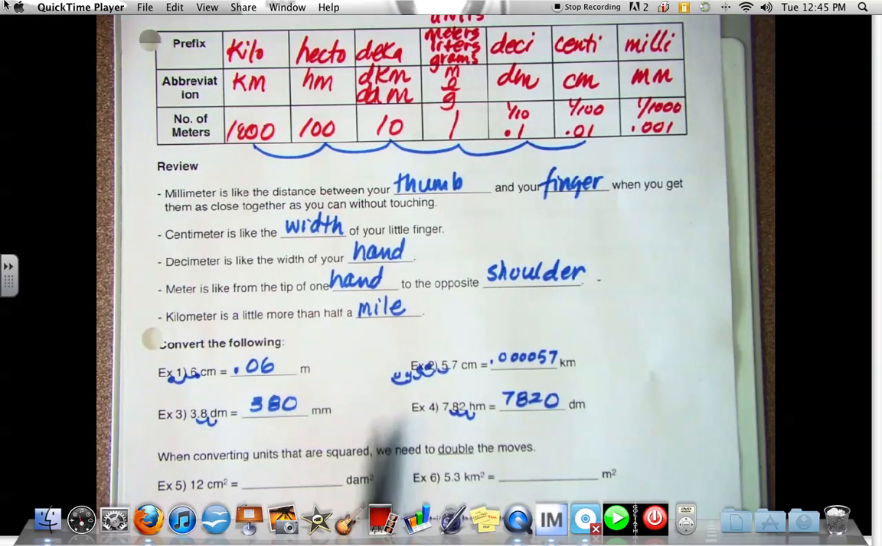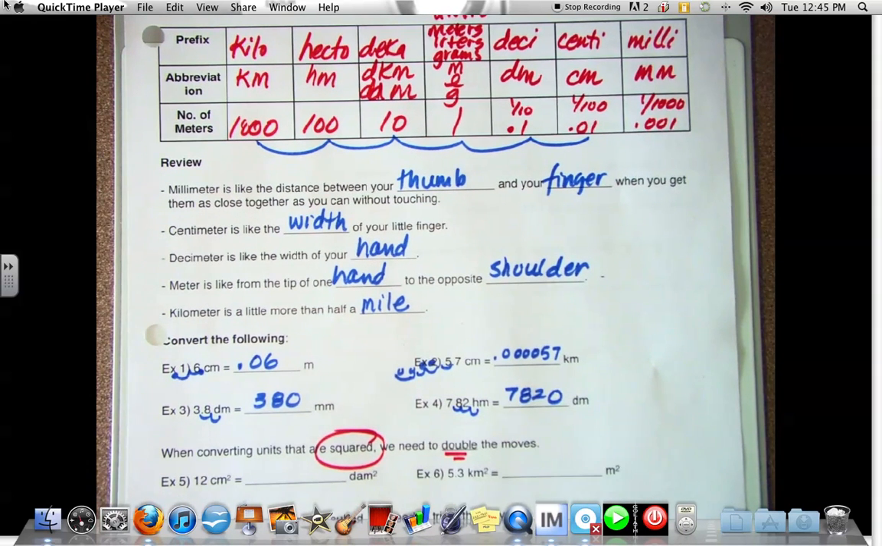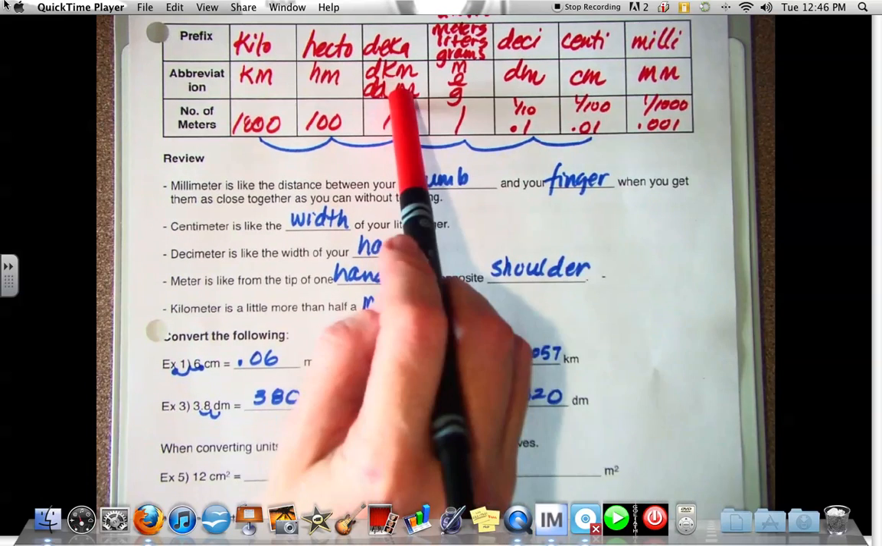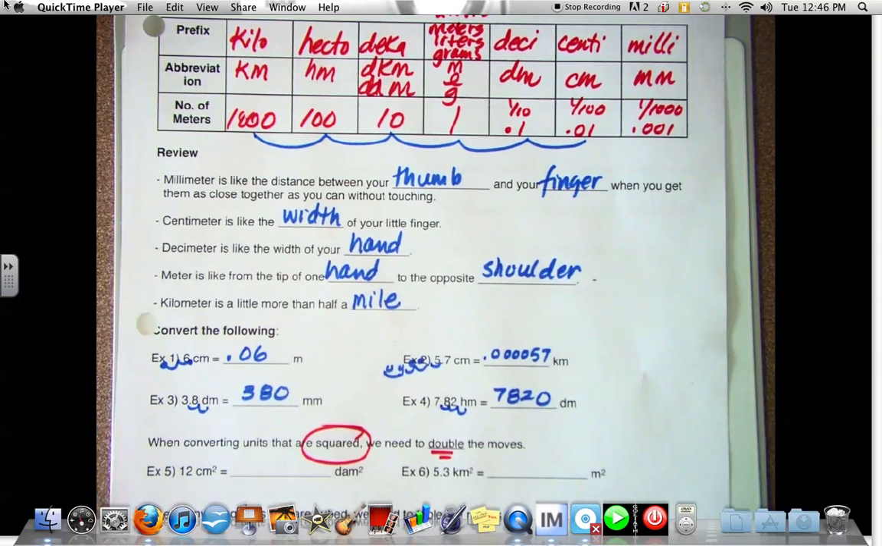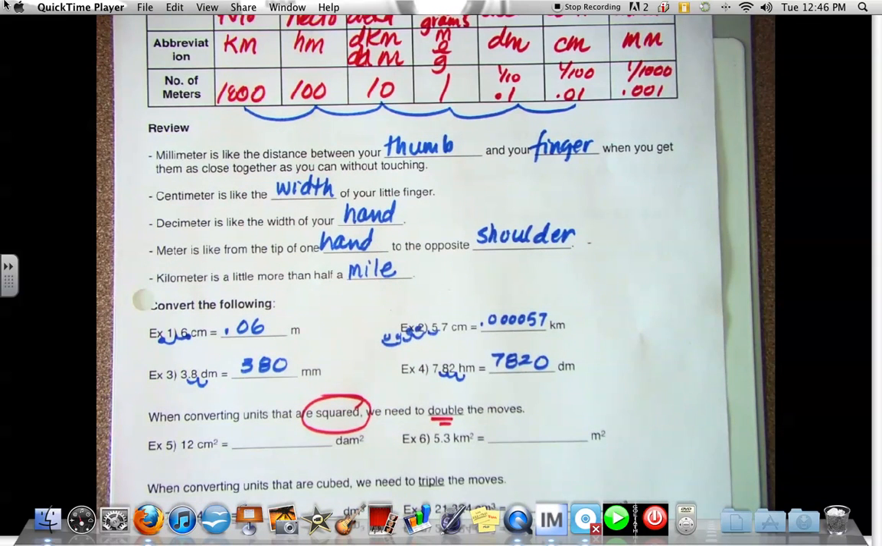Now, when converting units that are squared, we need to double the moves. So, example 5, we have 12 centimeters squared. We need to change it to decameters squared. So, if we're going from centi to deca, we would normally move how many? 4. But because the units are squared, we have to double that. So that means we need to move 8.